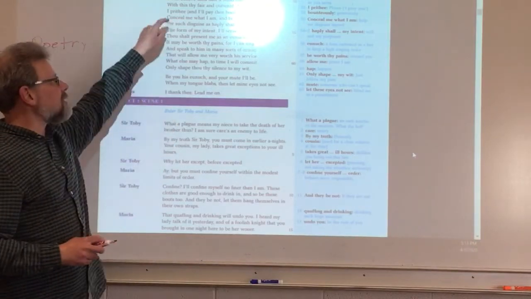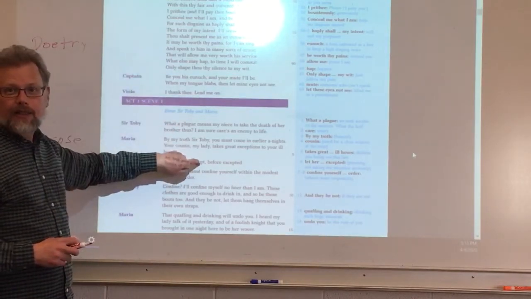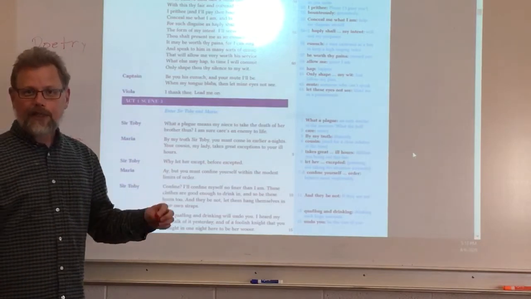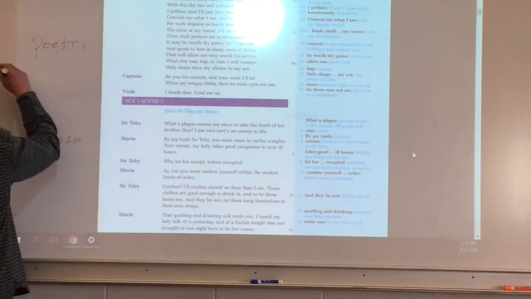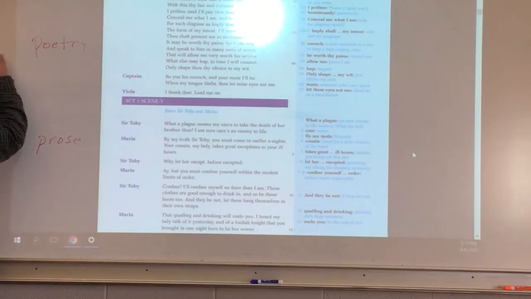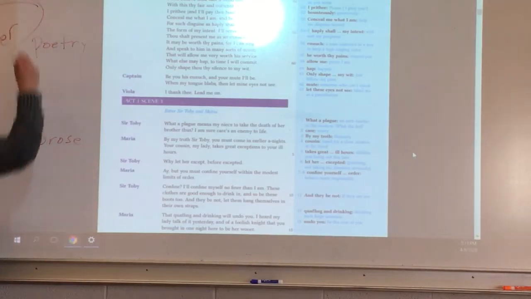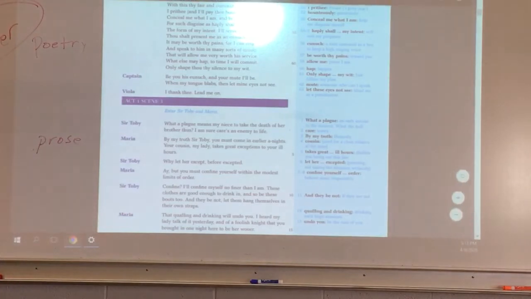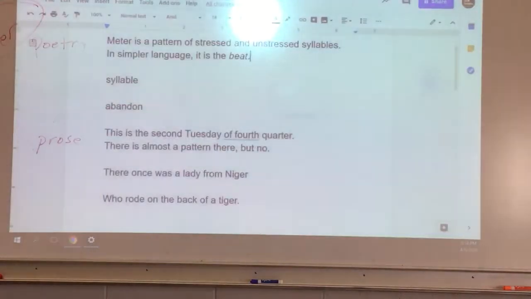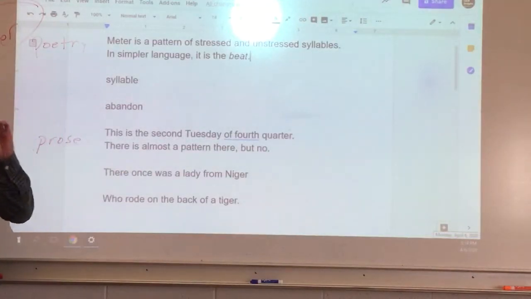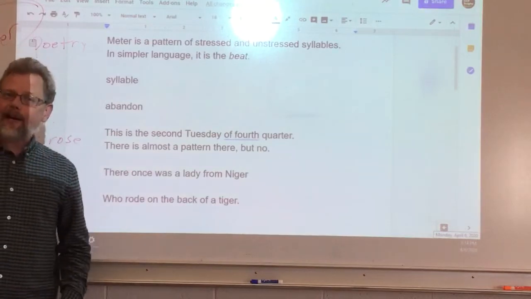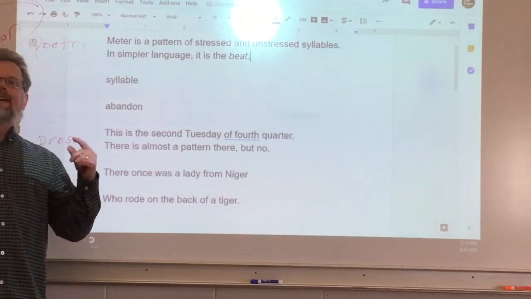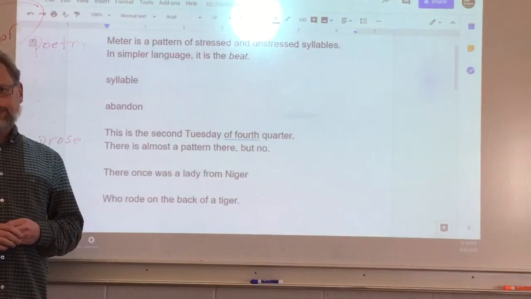So, what makes this poetry and this not? The answer and the topic for today is meter. Meter. That's what I want you to understand, and you're going to be doing something with it soon. Meter, here's the definition, is a pattern of stressed and unstressed syllables.